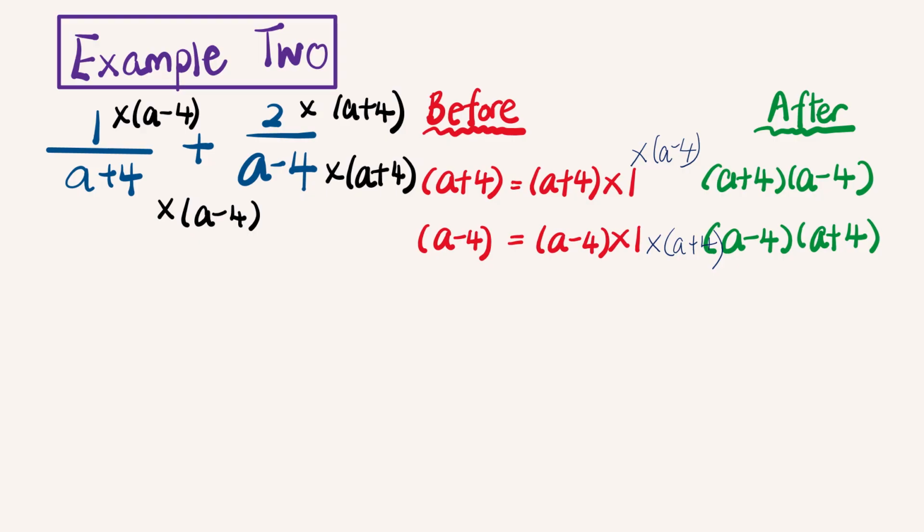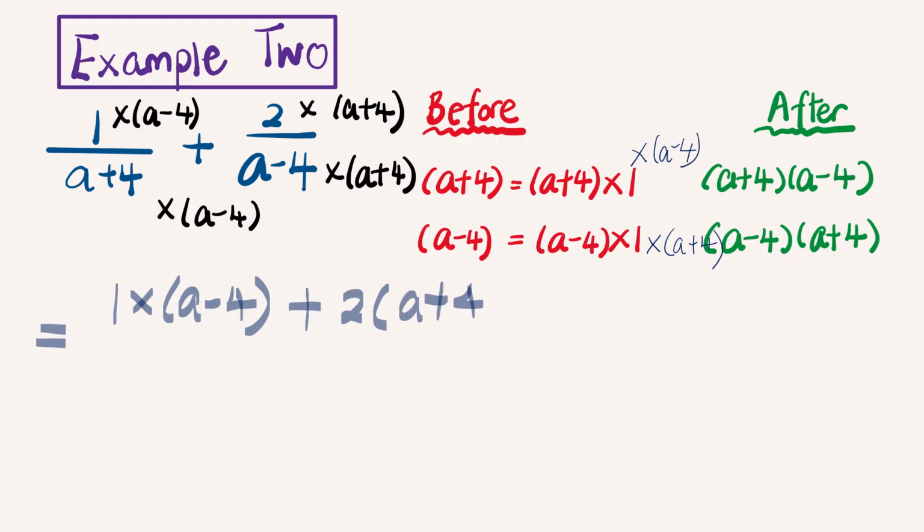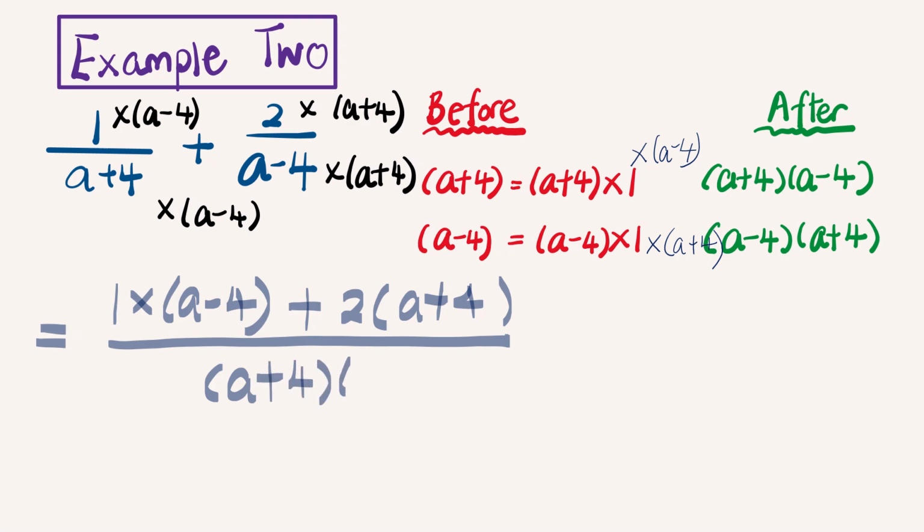All right. So we're going to combine them into a single fraction. So I have 1 times bracket a minus 4 plus 2 times bracket a plus 4 over a plus 4 and a minus 4.